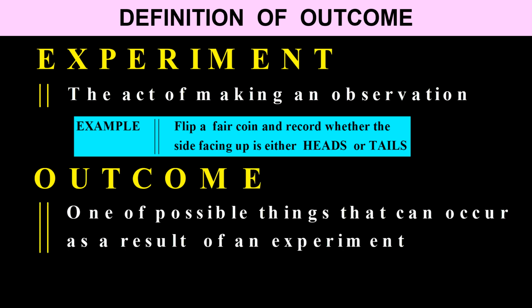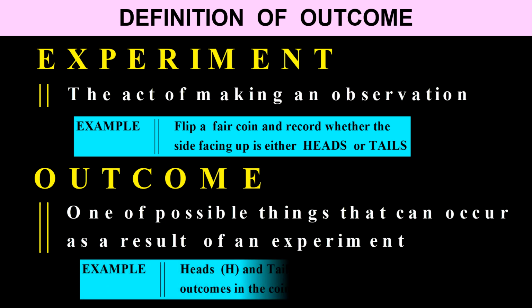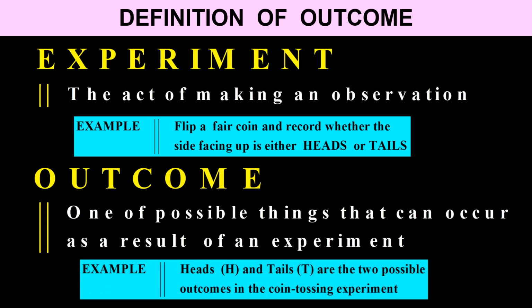One of the possible things that can occur as a result of an experiment. So if you look at the flipping of a coin, what could the outcome be? That's right. It can either land heads up or it can land tails up. In other words, there are two possible outcomes in the coin tossing experiment.